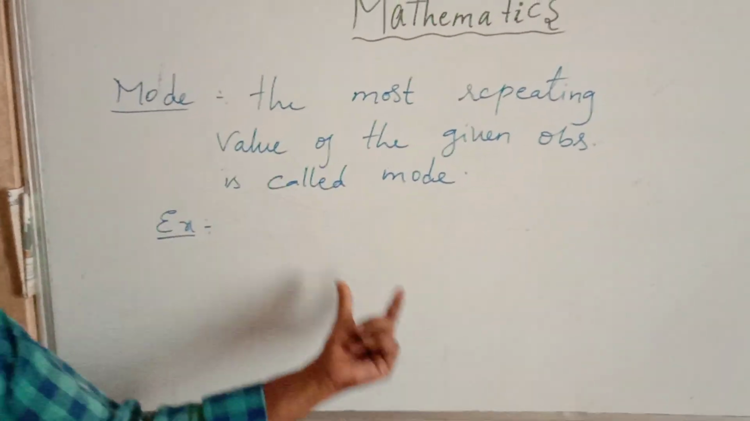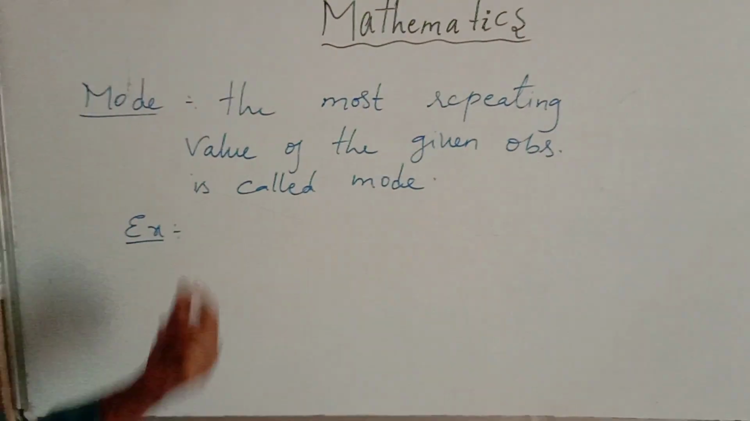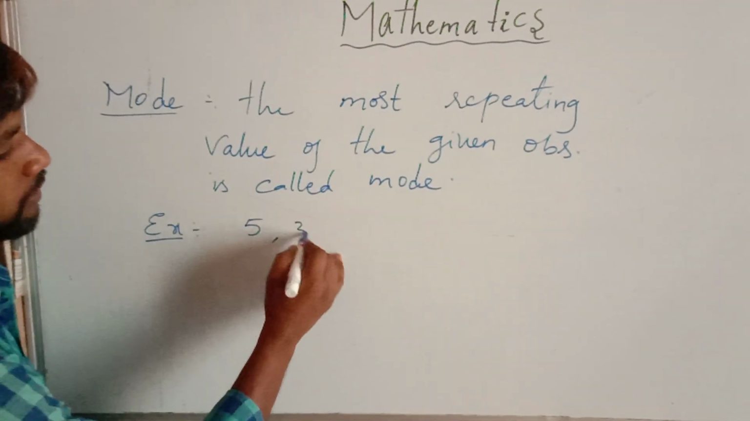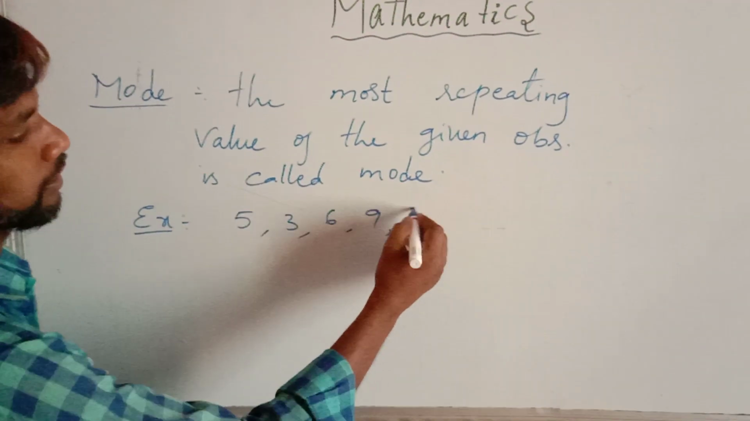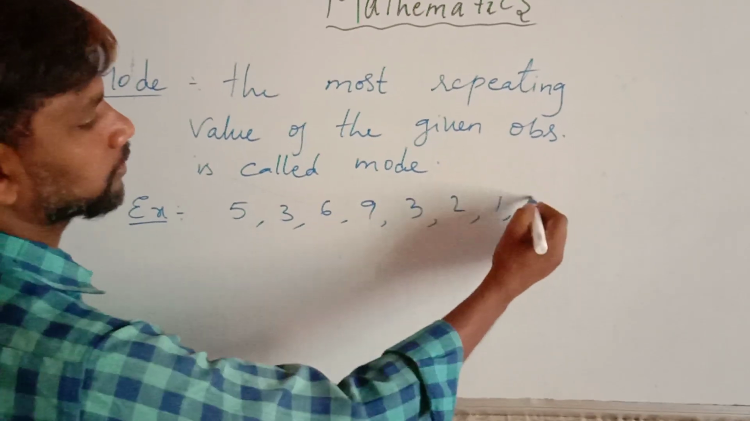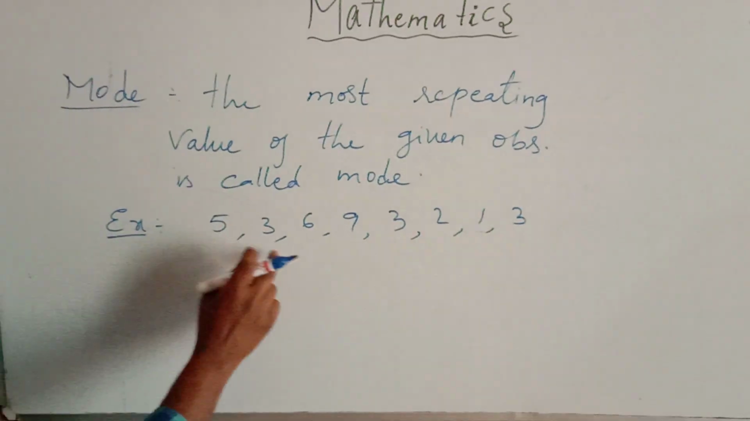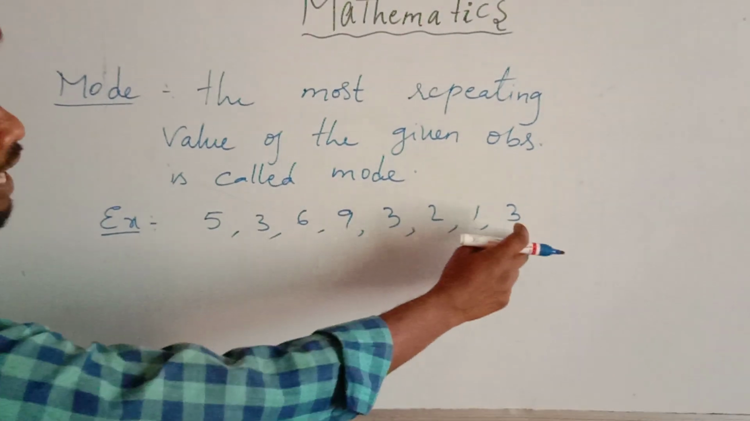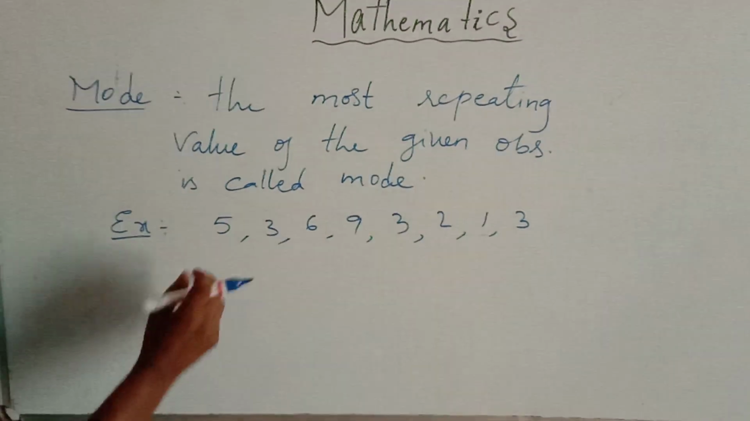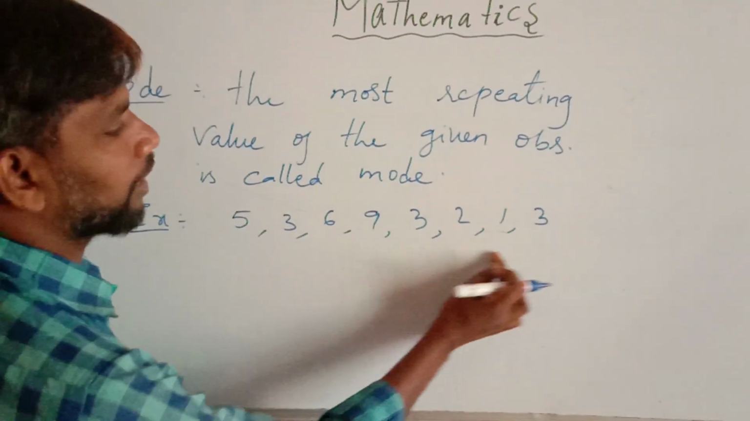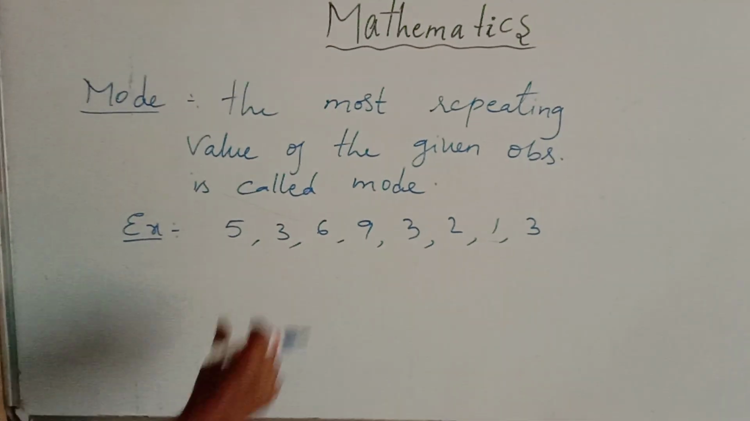Find the mode of the given data. For example, 5, 3, 6, 9, 3, 2, 1, 3. These are the given data observations. By seeing all these observations, you can understand what is the most repeating value, that is, the frequently repeating value.